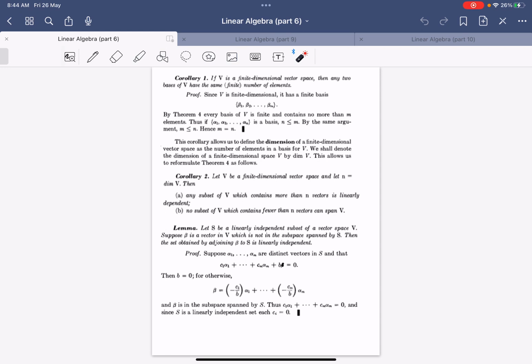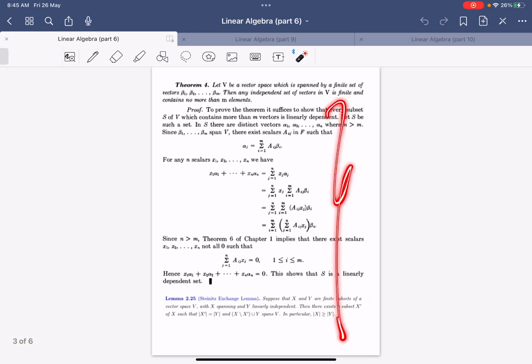And so a corollary is that if V is finite dimension, then any two bases will have the same number of elements. Since V is finite dimension, it has a finite basis, and by theorem 4, if you have another basis, because it's linearly independent and this set is spanning, this set must have more than or equal to the number of elements of the other set. But then you can exchange the roles, and the other direction holds true as well, and hence they have the same number of elements. So I hope it's clear from the previous theorem and lemma.